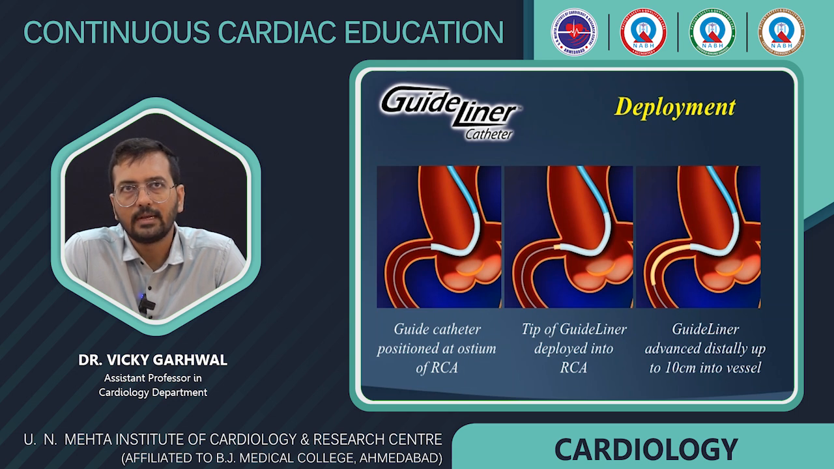How do we deploy the GuideLiner? The guide catheter is positioned at the ostium of the RCA. The tip of the GuideLiner is deployed into the RCA, and the GuideLiner is advanced distally up to 10 cm into the vessel. Now we can use the stents for better deliverability, and the guide will not push back as it acquires the shape of the vessel.